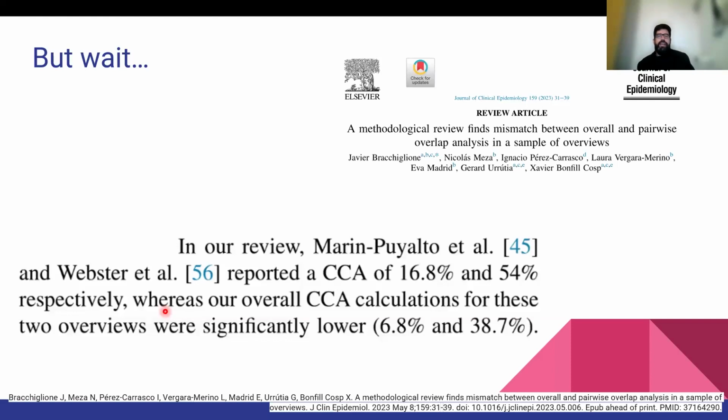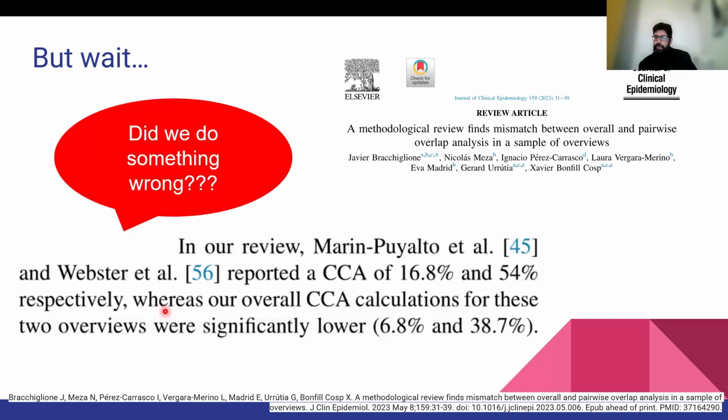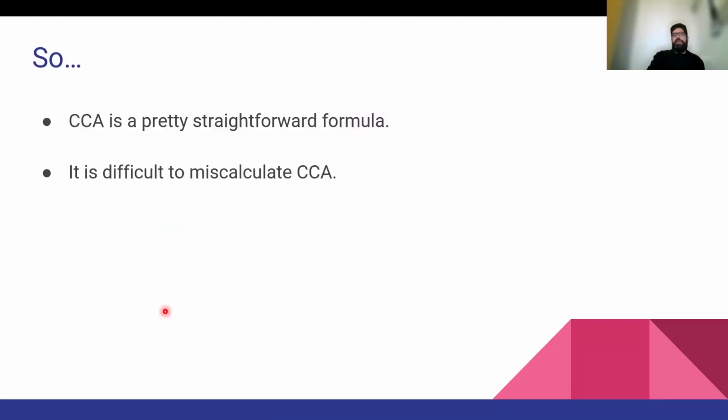the discussion. So we say, in our review, Marin, Puyalto and Webster, two overview authors, reported a CCA of 16 and 54%. But our assessment, our de novo calculation of CCA, was 6% and 38%. Were we wrong? Were they wrong? What happened here? Because having a CCA of 16 that is very high compared to 6.8 that's moderate seems quite a big difference. So someone must have done something wrong here, because CCA is a pretty straightforward formula.